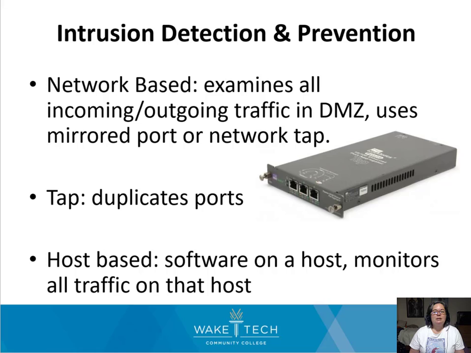So a network tap, it's a duplicated port. It's basically saying everything in and out of this port gets copied over to this other port. So it's an exact mirror of all traffic in or out, and it can be examined on a separate port, which does not limit the traffic or slow things down quite as much, but you're examining it. You're taking a look at what's going on.